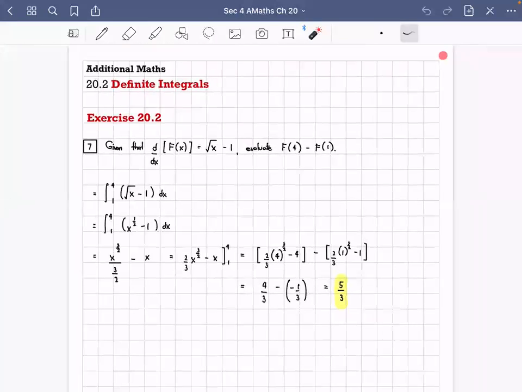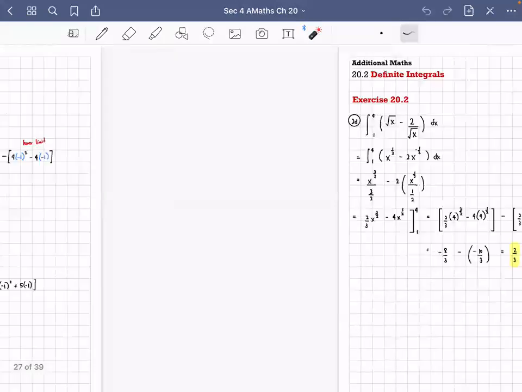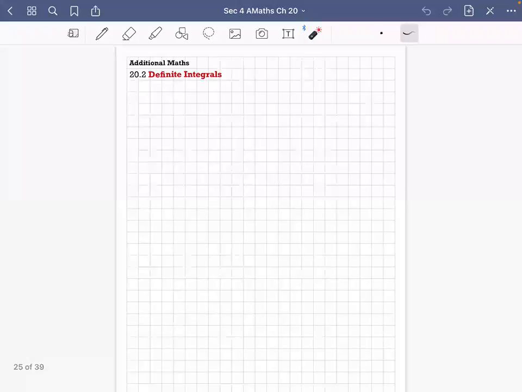So Sec 4, do you have any question with example number 7? No question? Okay, so let's have our last example for today. We go back to page 437. That's our last example for today.